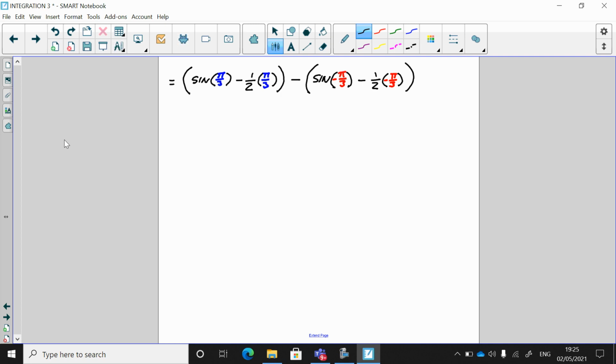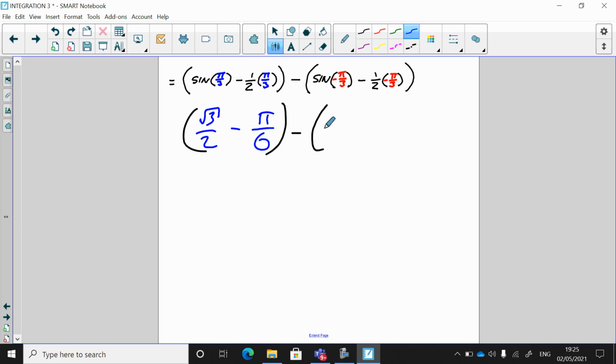So sine of pi over 3 gives you root 3 over 2. Take away half of pi over 3, that's just pi over 6. Take away pi over 6. Next one. So, right, I'm just going to write this down here. This is the way it should come up in your good calculator. This one here, sine of pi over 3 should be root 3 over 2. That there should be just pi over 6. And you're going to be taking away sine of negative pi over 3.